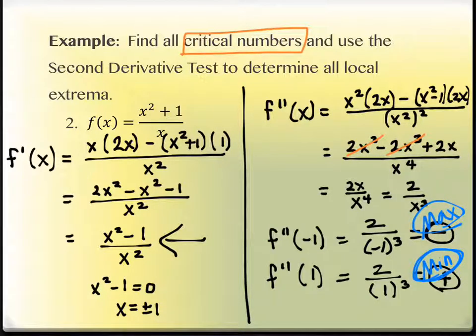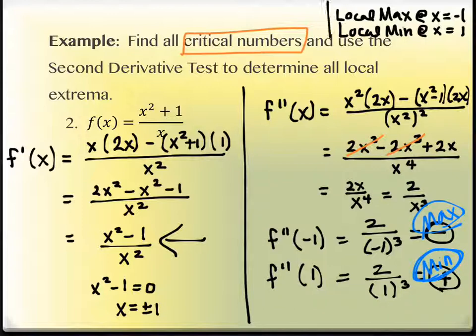So I need to write down my answer. I'll write it up here at the top that I have a local max at X equal what? -1. And I have a local min at X equal +1. That's the answer to the question that was actually proposed.